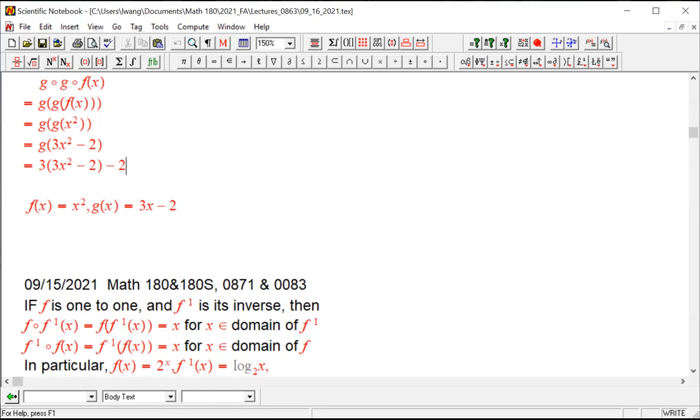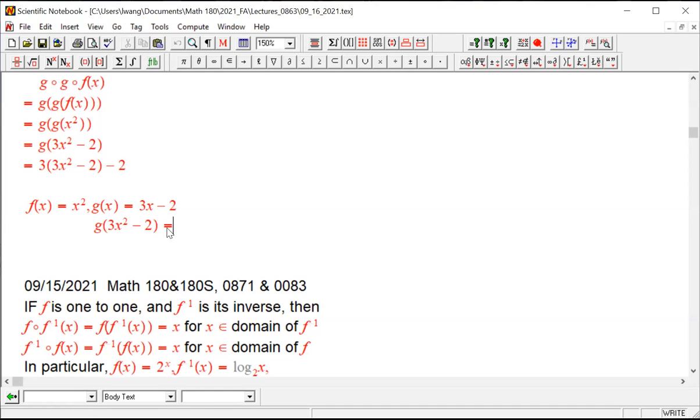You see that? G of X is 3X minus 2. Let me put this under so you can see better. Now X is replaced by 3X squared minus 2, so this X will also be replaced by it. Okay, minus 2.